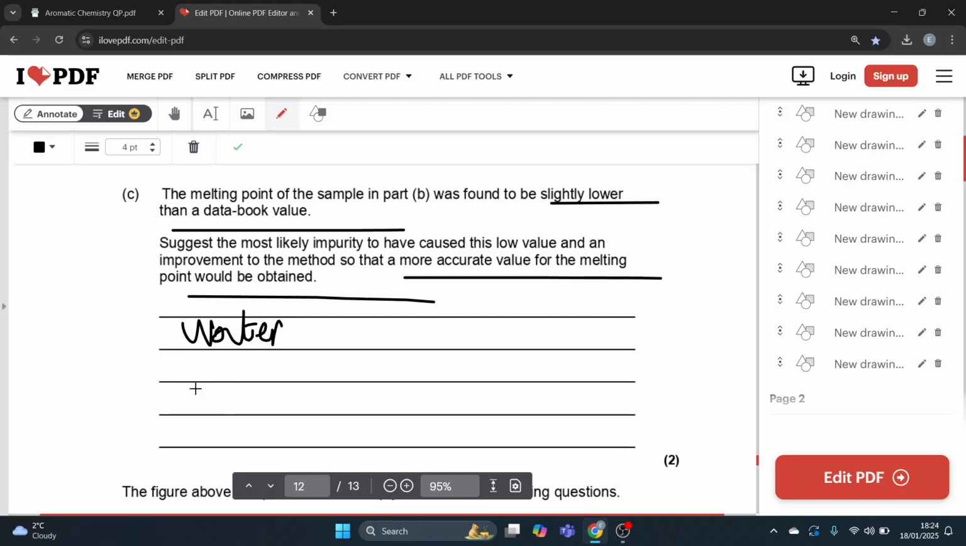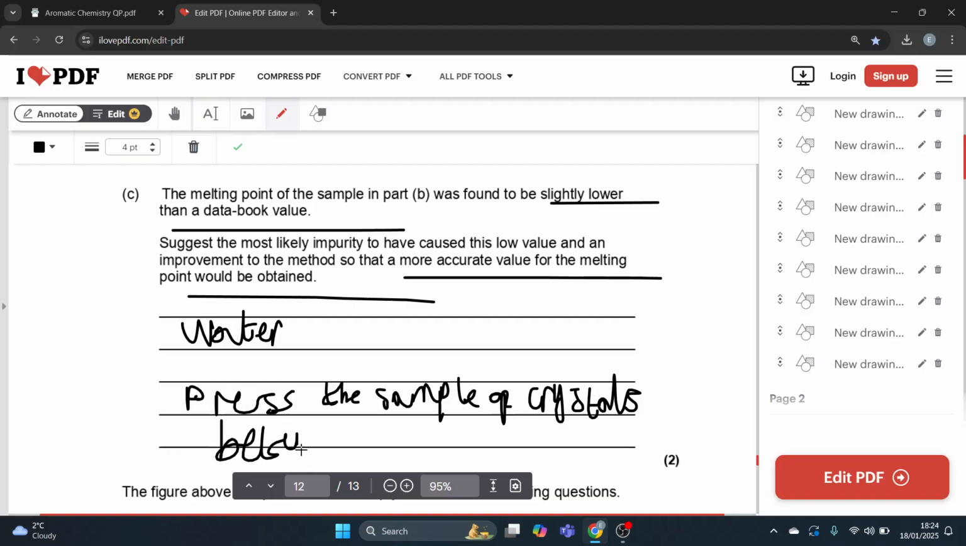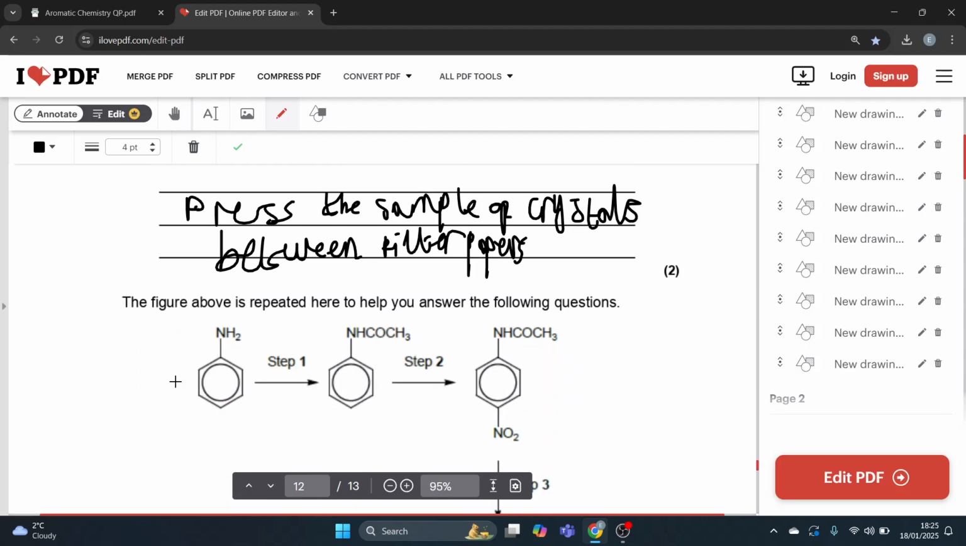And for the improvement to the method, well, we compress the sample. Press the sample of crystals between filter papers. Between filter papers. Press the sample of crystals between filter papers, or you could say give the sample time to dry in air.